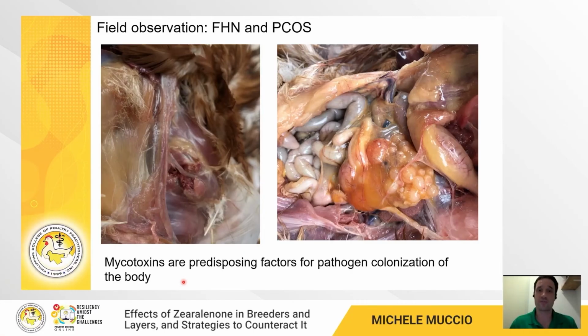So when we performed the necropsy, we found polycystic ovary due to the high amount of zearalenone, and femoral head necrosis. And this is most likely due to the trichothecenes that, by opening the gut, promote pathogen invasion of the body and pathogen translocation to different districts, including the bone. So mycotoxins can also be a predisposing factor for lameness. And when they are together, the toxic effect is greater.